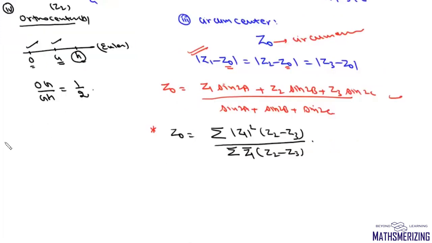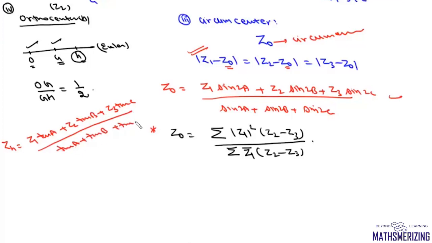Now another way to find orthocenter of this triangle is using this relation from properties of triangles. And we know that this ZH will be given by (Z1 tan A plus Z2 tan B plus Z3 tan C) upon (tan A plus tan B plus tan C). So if we know all the three angles, then also we can work out orthocenter of this triangle.